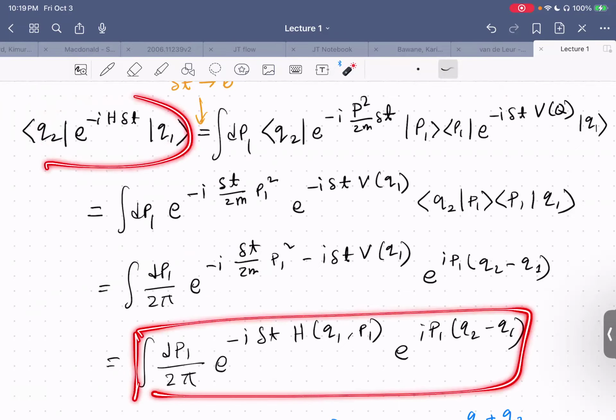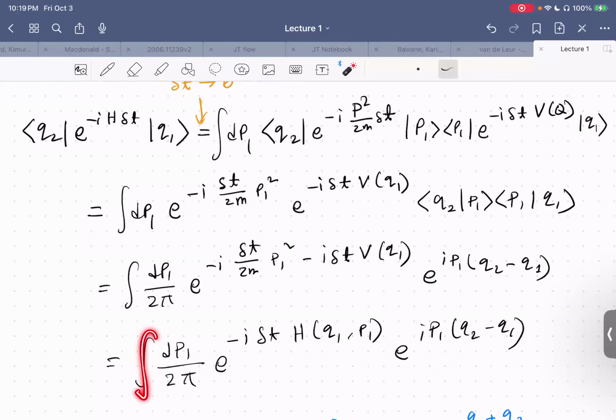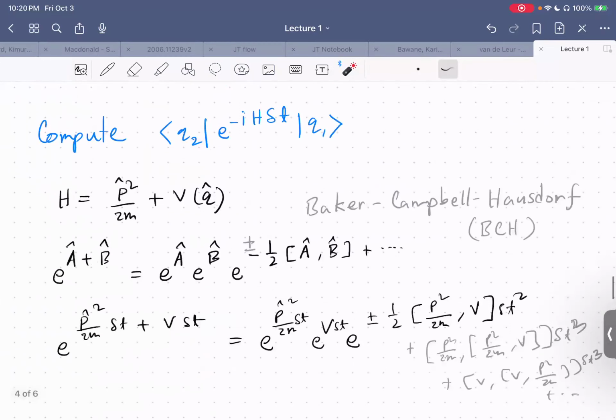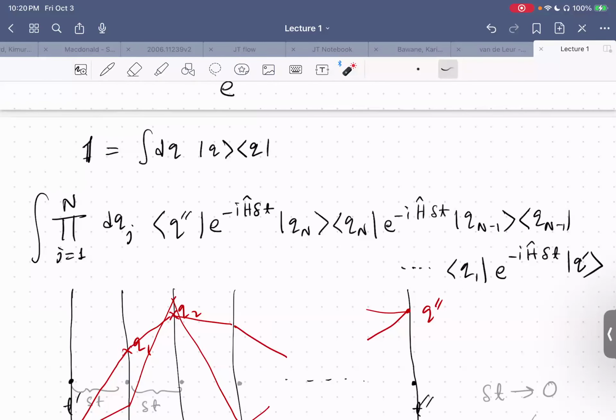So we wrote this infinitesimal amplitude as an integration over a momentum variable, right? So this is just a single momentum variable. It's a real valued thing. It's just one real variable. You are integrating from -infinity to +infinity. Nothing strange. But you have to introduce one such variable for each infinitesimal interval.